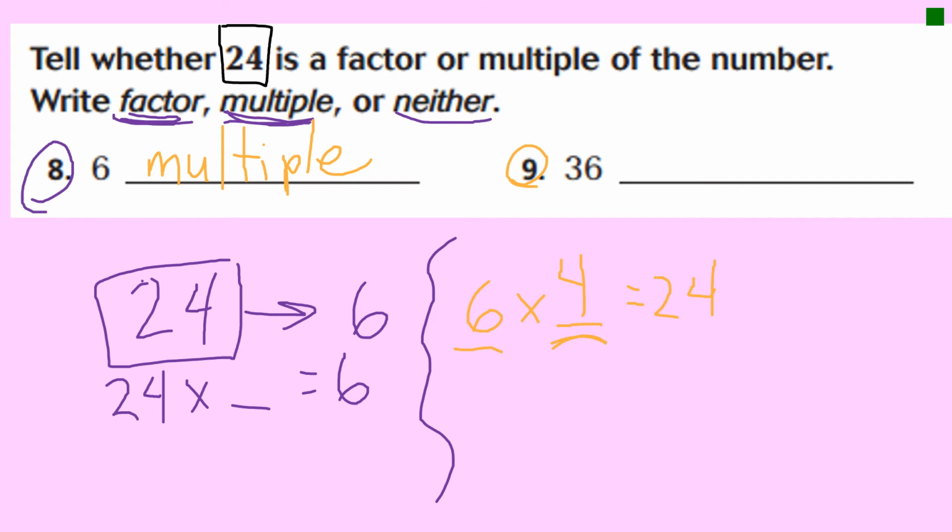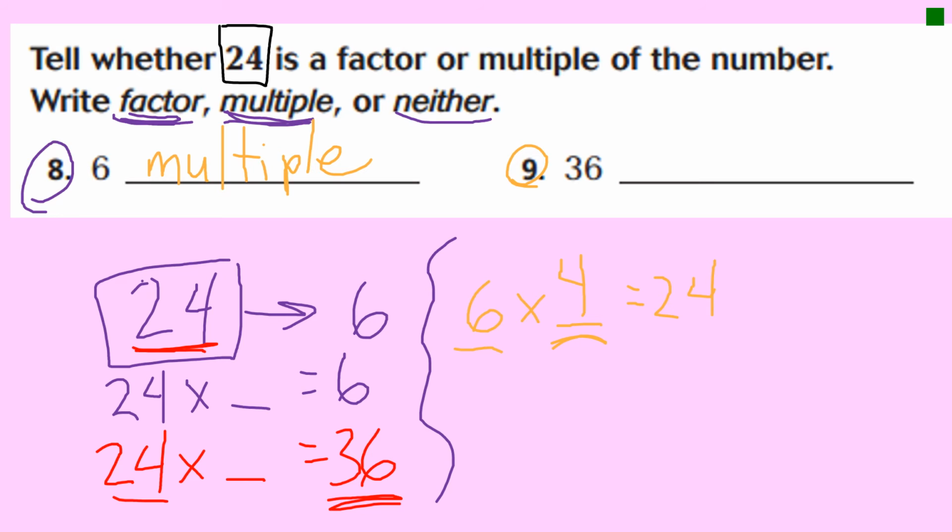All right, let's go to number 9 now. Let's look at 36. So we have to think, is 24 a factor or multiple of 36? So let's go back here to factors. Can I multiply 24 times something and get 36? Well, 24 times 1 is 24. 24 times 2 is 48. Oh no, we go right over 36. So 24 is not a factor of 36. Let's see if it's a multiple.